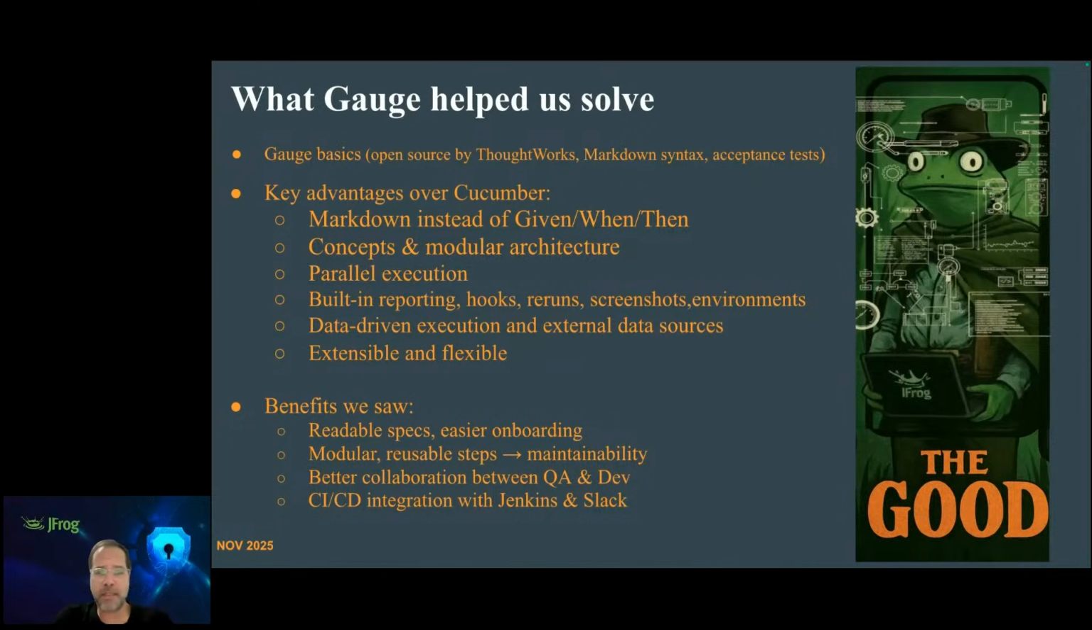With Cucumber, tests started to sound the same, like, I don't know, a GPS giving directions to a QA. You know, the Given-When-Then. With Gauge, you just write it like a normal person: open login page, enter credentials, verify success. No magic words, no epic declarations, just straightforward actions.